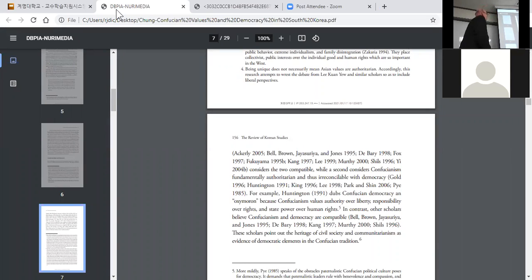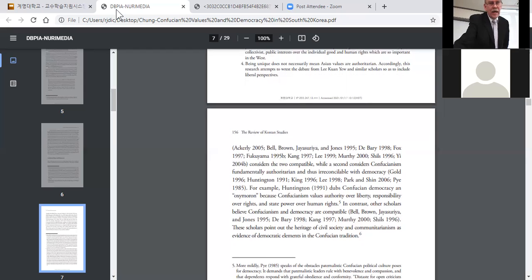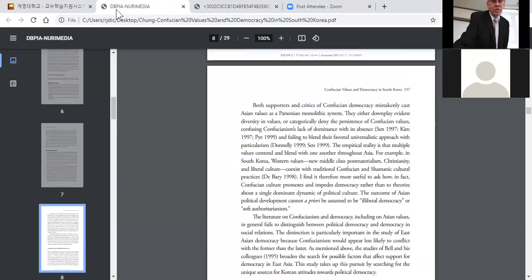For example, Huntington calls Confucian democracy an oxymoron because Confucian values authority over liberty, responsibility over rights, and state power over human rights. That's what he says. He's a famous Western scholar. But we heard in the first paper kind of the opposite. Yeah, there's authority, but there's responsibility by the leader, right? The senior has an obligation to pay for the juniors. The senior has the obligation to give good advice. So that's one of the challenges that many Asians have when Westerners talk about this.